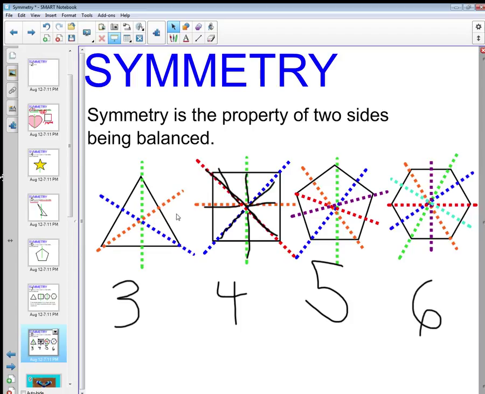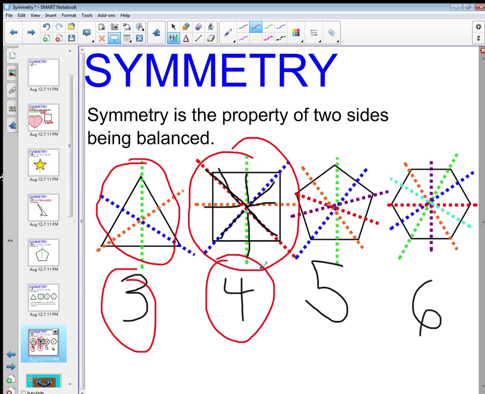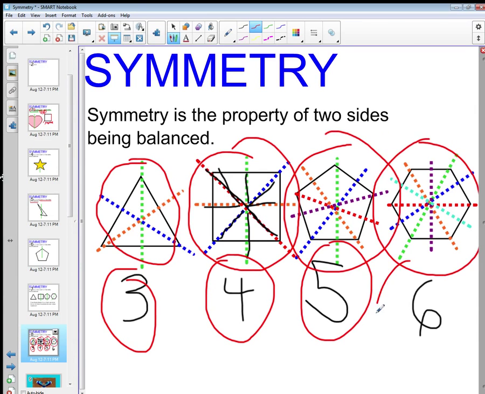So, what is the relationship that you've discovered between the number of angles on your shape and the number of lines of symmetry? Look at this. Triangle has 3 angles and 3 lines of symmetry. Square has 4 angles and 4 lines of symmetry. Pentagon 5 and 5. Hexagon 6 and 6. So there's a relationship between the angles on these regular shapes and the lines of symmetry. Isn't that beautiful? Well done, guys.